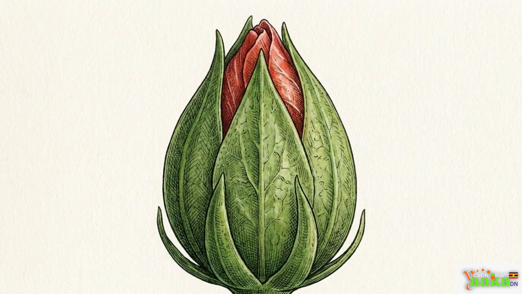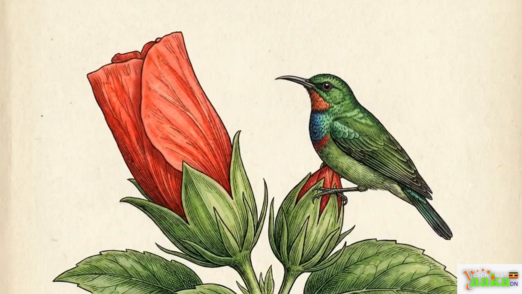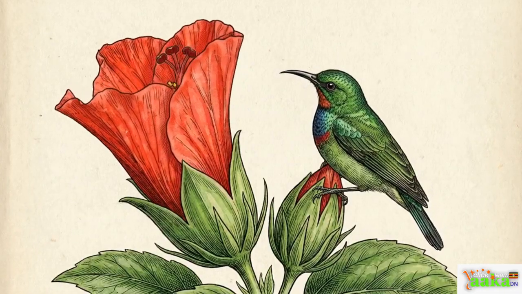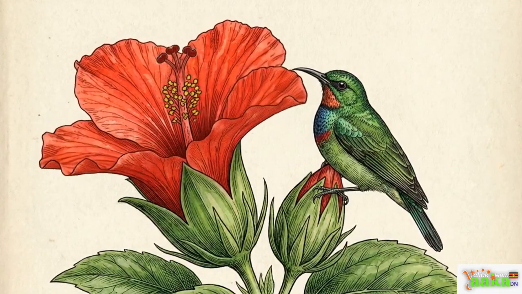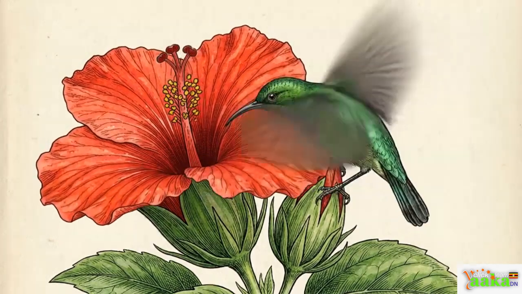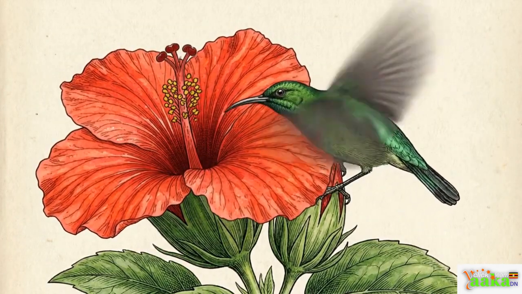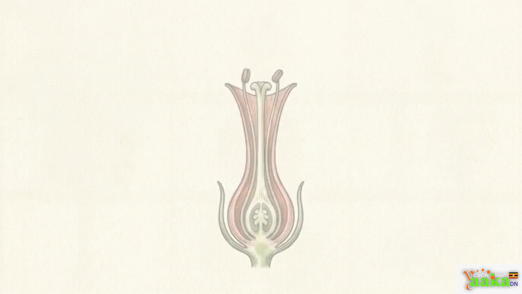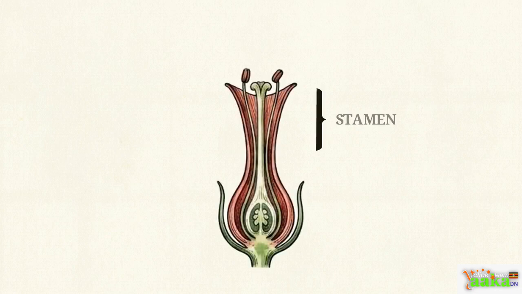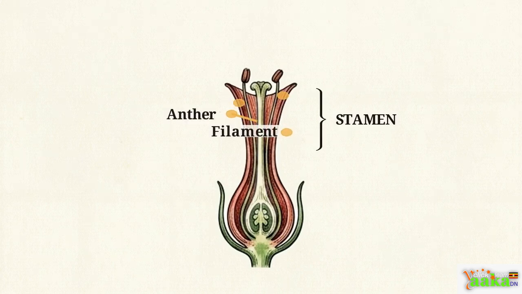The sepals, or calyx, are the green structures that protect the vulnerable flower when it is still a closed bud. Once fully bloomed, the plant's brightly colored and heavily scented petals act as a beacon to attract specific pollinators like bees, butterflies, or sunbirds. In this cross-section of a hibiscus flower, we see the male reproductive architecture, the stamen. The filament is a thin stalk holding the anther high, which produces and stores pollen grains.